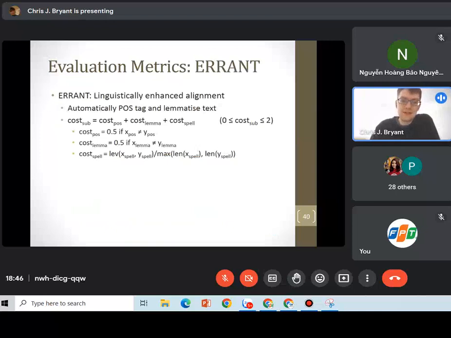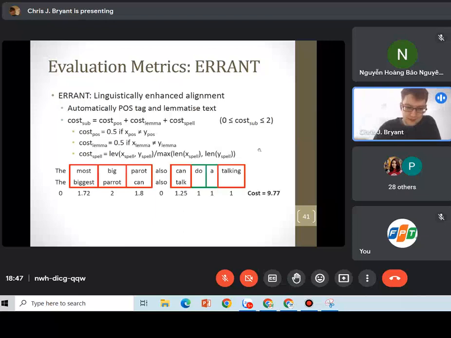An alternative approach is to use ERRANT, which was my PhD. And all that really happens here is I add some linguistic information into the alignment. So first, we automatically POS tag and lemmatize the text, and then the only thing we change is the substitution cost. So you may remember the deletion and insertion cost is 1, and transposition cost is 1. Instead of having substitution cost as 2, we change it to a cost of: are the part of speech tags the same, are the lemmas the same, and how many characters are in the 2 words. So it still sums up to a range of 0 to 2. So the cheapest is 0, the maximum cost is 2.